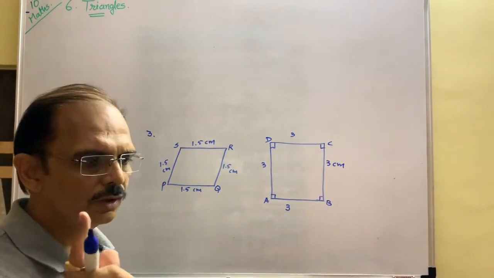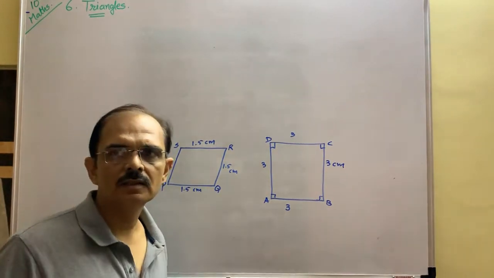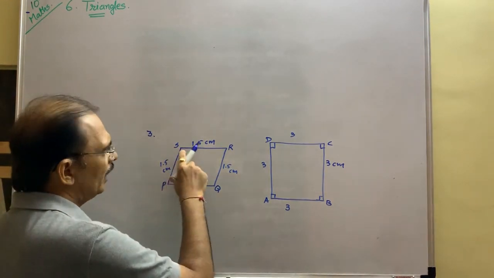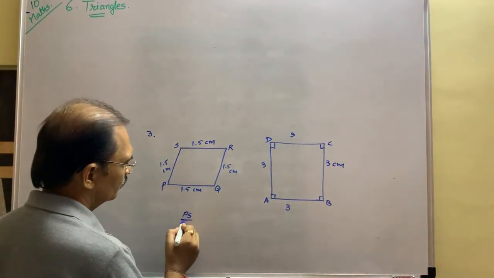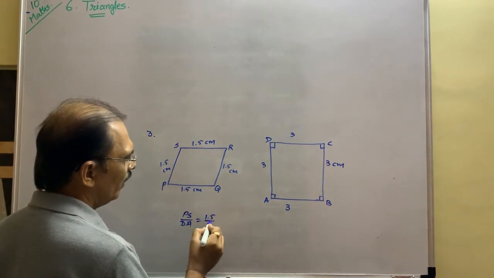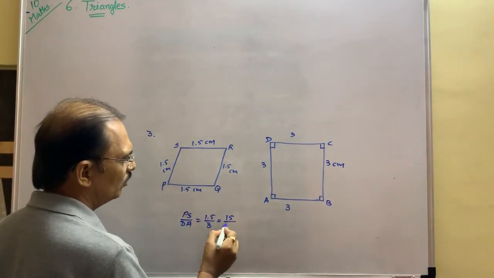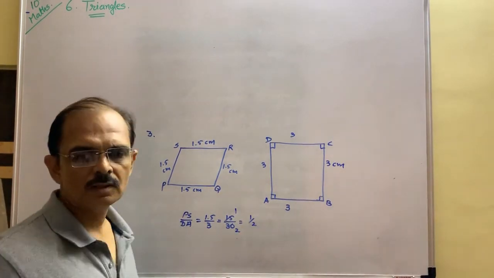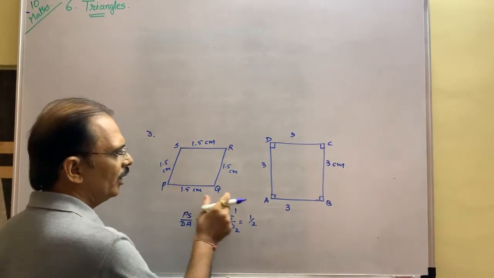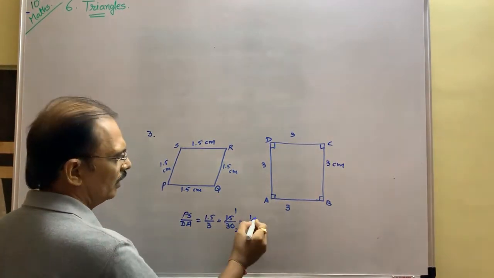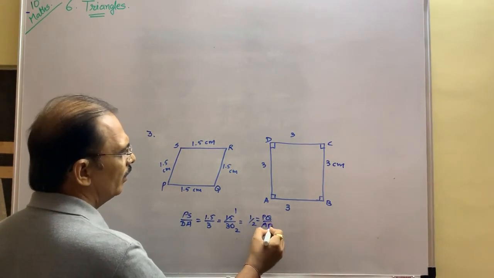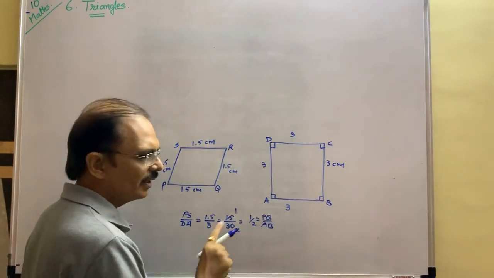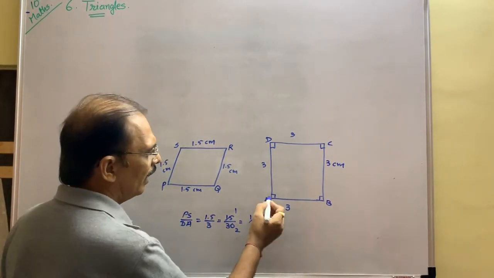For similar figures, you have to check two conditions, whether these conditions are satisfied or not. So, PS upon DA, that is 1.5 upon 3. Remove the decimal, so 15 upon 30, 15 ones are 15, 15 twos are 30, so 1 upon 2 means half. In the same manner, PQ upon AB is also half. That is equal to QR upon BC. That is equal to SR upon DC. Means sides are in the same proportion.